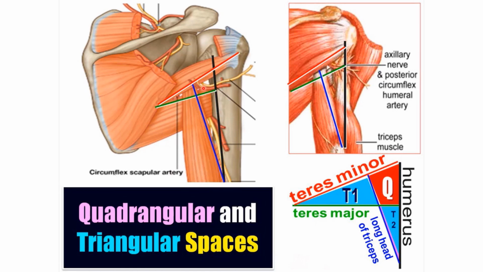So for the quadrangular space, okay, it has important vessels going through it. It has the axillary nerve and also the posterior circumflex humeral artery going through this quadrangular space. Okay, then when you come here, triangular space 1, we have the circumflex scapular artery, and then when you come to triangular space 2, we have the radial nerve going through it.